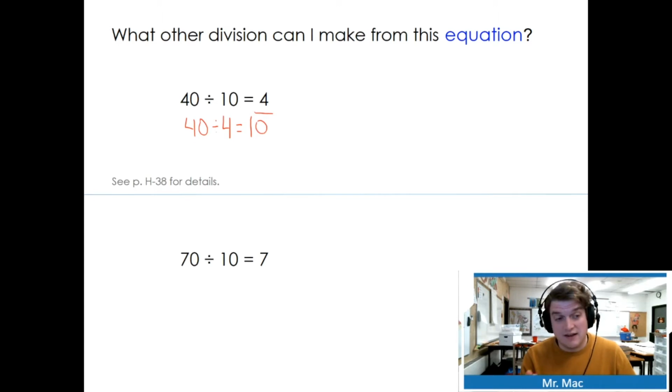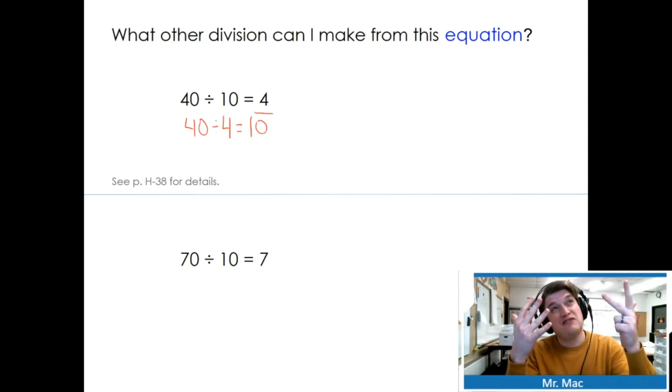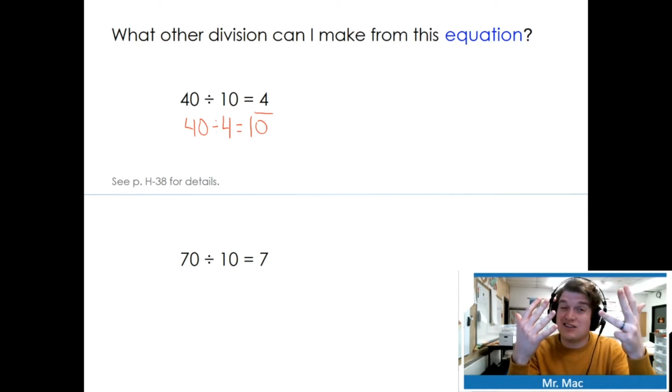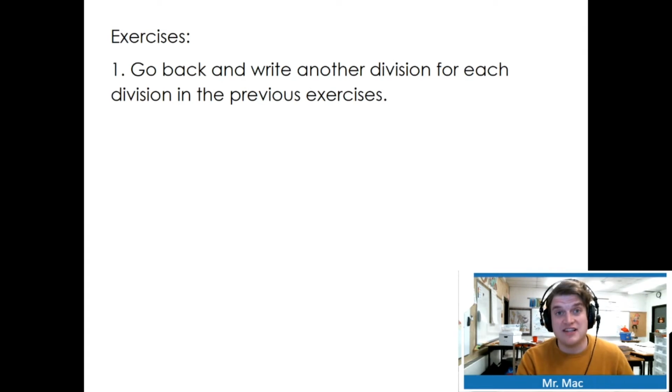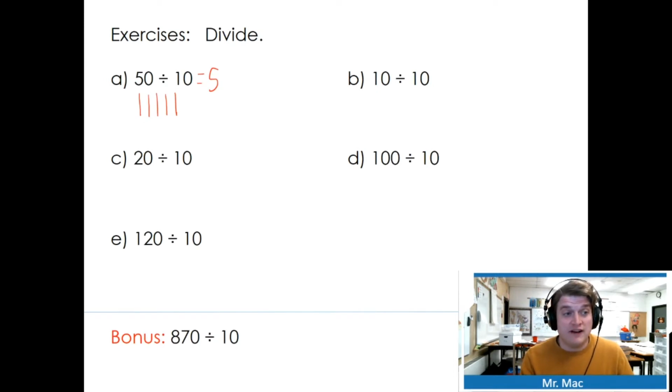Also, dividing 70 by 7 would be 7, 14, 21, 28, 35, 42, 49, 56, 63, 70. Ooh, I think I need a little review. Exercises. Go back and write another division for each equation in the previous exercises. Instead of 50 divided by 10 equals 5, we could rewrite this as 50 divided by 5 equals 10. Go ahead and finish the page.